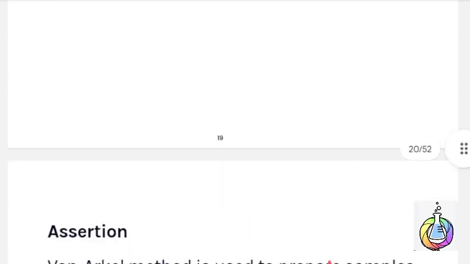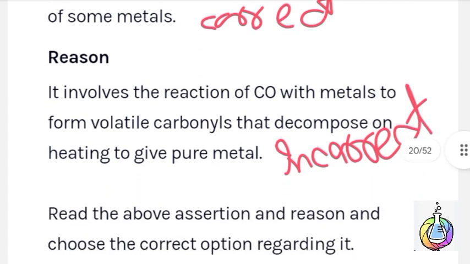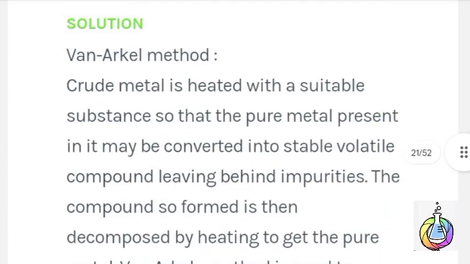Therefore, option B is the correct answer for this question. Next question. Assertion: Van Arkel method is used for the preparation of samples of pure metals. This is a correct statement. Reason: It involves the reaction of CO with metals to form volatile carbonyls that decompose on heating to give pure metals. This is an incorrect statement. Here is the solution.